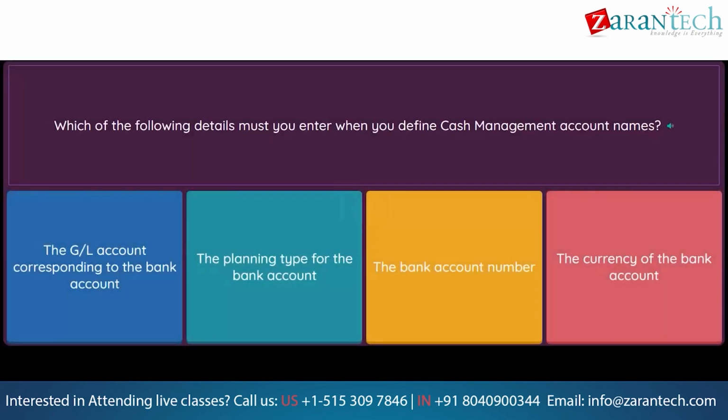Question: which of the following details must you enter when you define cash management account names? Option 1 The G/L account corresponding to the bank account. Option 2 The planning type for the bank account. Option 3 The bank account number. Option 4 The currency of the bank account.